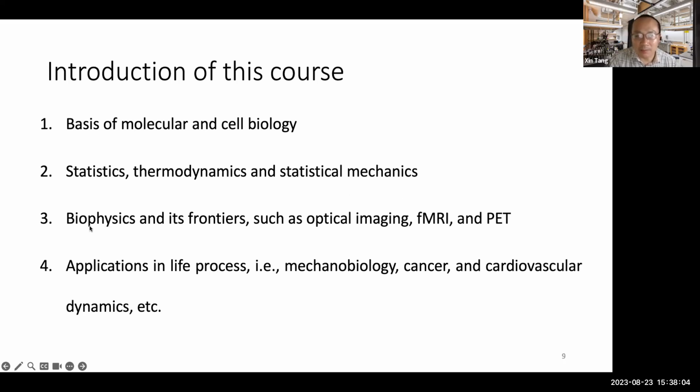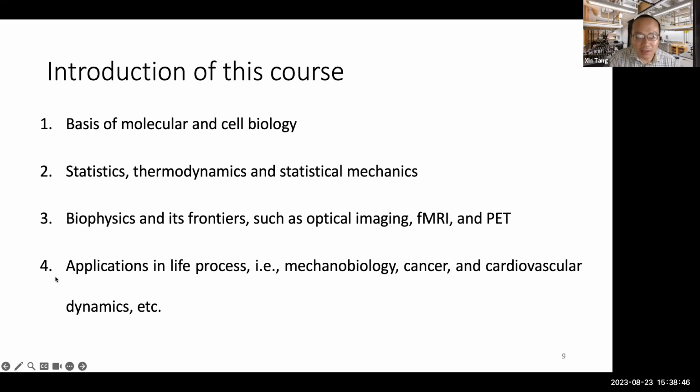After that, we will talk about biophysics and its frontier, especially some interesting, useful tools such as optical imaging, functional magnetic resonance imaging, and then PET. Those are the imaging modalities used to look at the molecule, cell, tissue, and organ at different scales and different functions. Those tools we will introduce. If we have time, I will also introduce some nanotechnology tools like MEMS sensors or NEMS sensors.